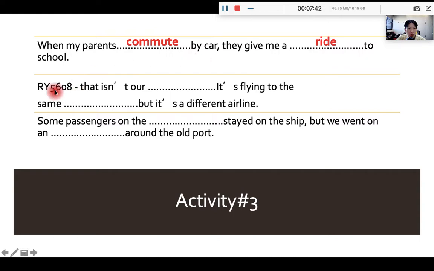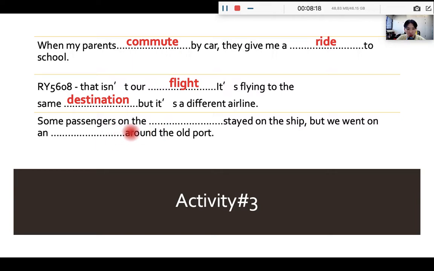The second one: RY5608, that isn't our what? By the number here, we can probably guess this is a number for an airplane, and also the verb here, flying. So we are sure that we need to put down the word flight. It's flying to the same place, but it's a different airline. Flying to means the place it is heading to, so destination should be the word here.